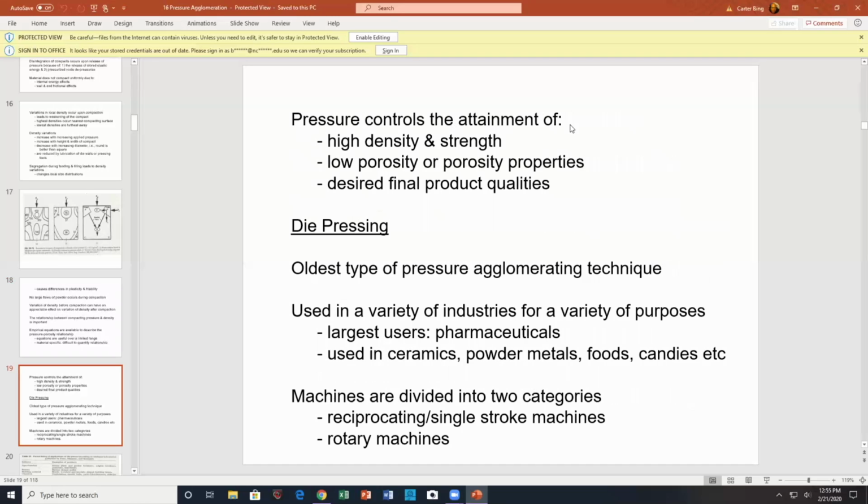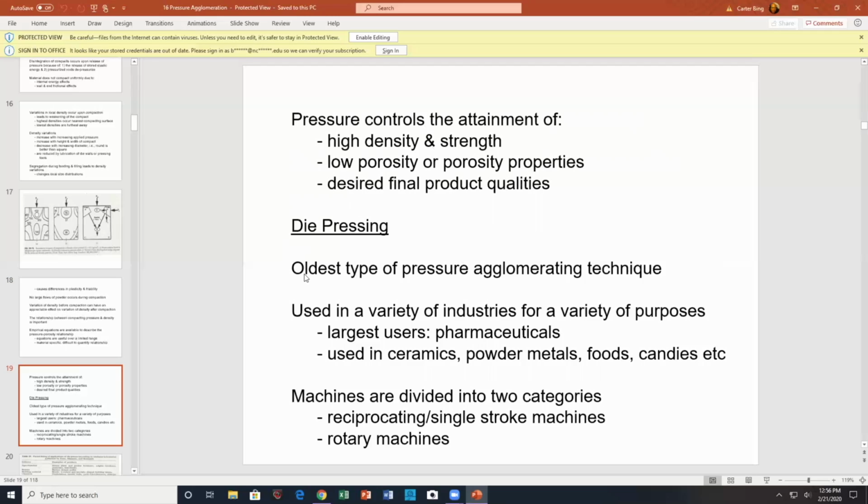Pressure controls the attainment of high density, strength, low porosity, and the desired final product qualities. By the way, porosity is very useful in capillary pressure and dissolving. If you're trying to make a pellet that dissolves easily, well, you may want to have a very porous material. You want the particles to fuse together but have open spaces between them.